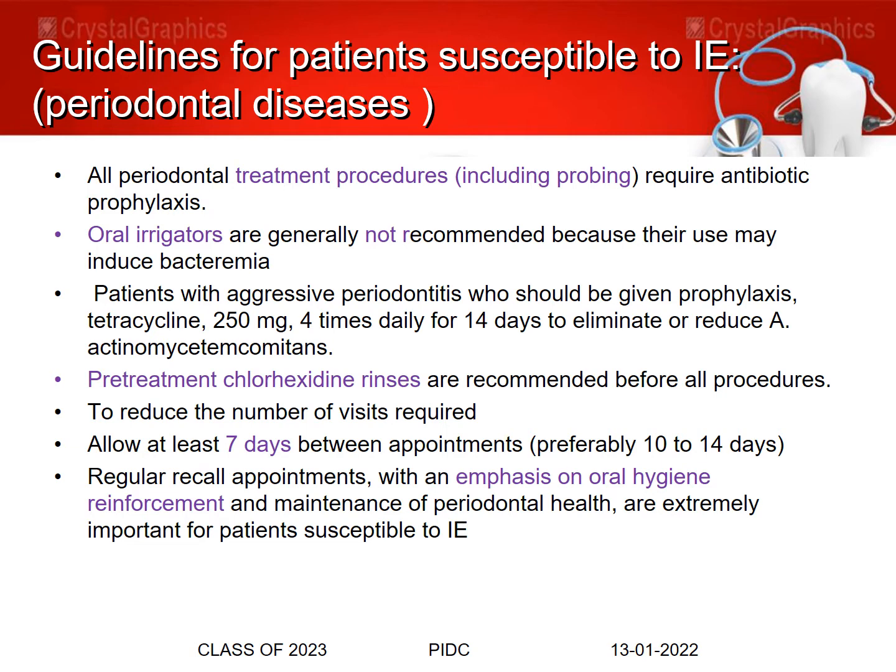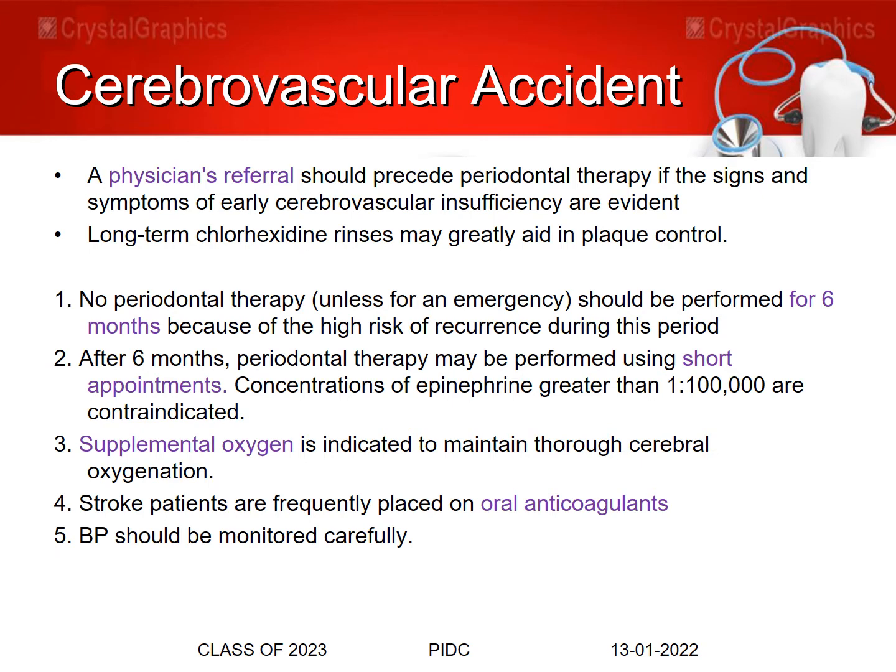Regular recall appointments with an emphasis on oral hygiene reinforcement and maintenance of periodontal health are extremely important for patients susceptible to infective endocarditis. Next condition is cerebrovascular accident. A physician's referral should precede periodontal therapy if signs and symptoms of early cerebrovascular insufficiency are evident. Long-term chlorhexidine rinses may aid in plaque control in such patients.